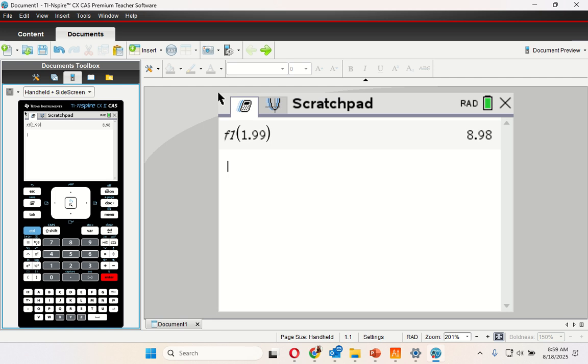How did you get the F1 there? Vars. So I highly recommend, if you're struggling with this, write down all the steps that you can. Write down all these steps because these are important. Okay, so I get 8.98.